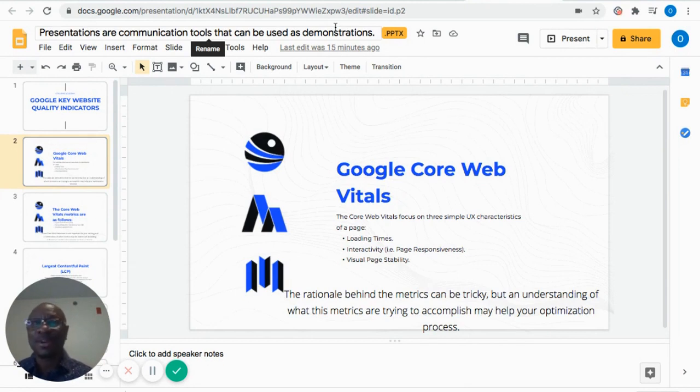Then the visual page stability. What does that mean? Your web page graphics, your images on your website. You get to certain websites and you find out that the images are all over the place. Google is now paying attention to this. So if your site has those characteristics where your images are all over the place, then that's going to impact your visibility. That's going to impact your ranking. So pay attention to these metrics. The rationale behind the metrics can sometimes be tricky, but an understanding of what these metrics are trying to achieve will help your optimization process.